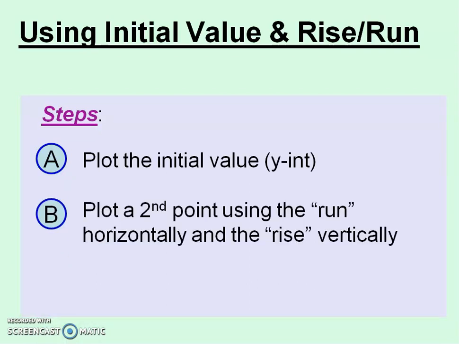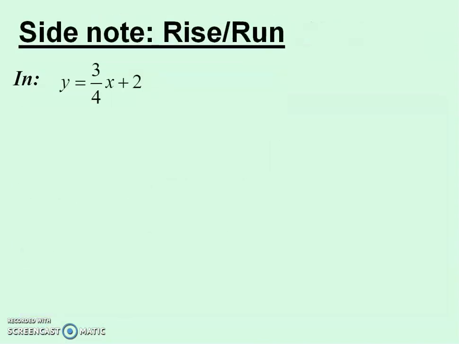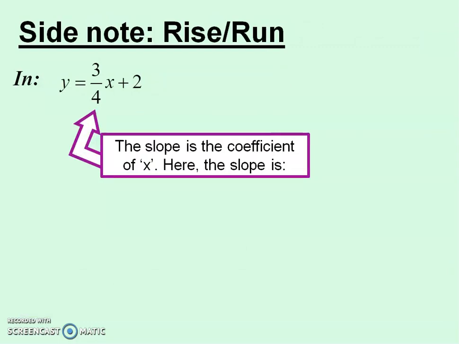So real quick, the second way to do this using the initial value and rise over run. So I'll plot the initial value. I'll plot a second point using the run and the rise, and I'll show you what I mean by those, and then I connect. So a quick side note, in something like this, my slope, remember, is the coefficient of x. That's only true when the y is isolated, but that's what we're looking at now.